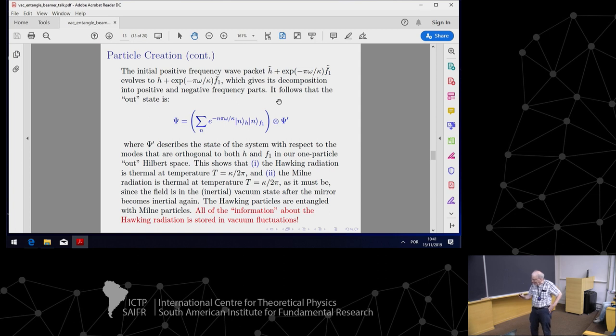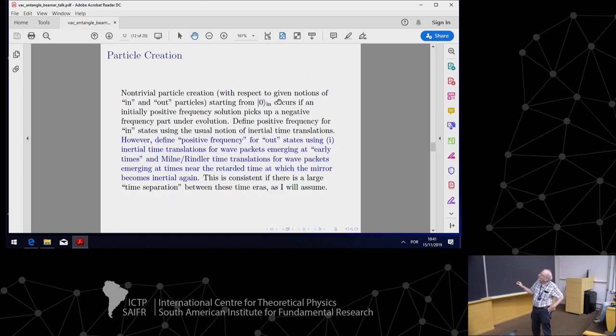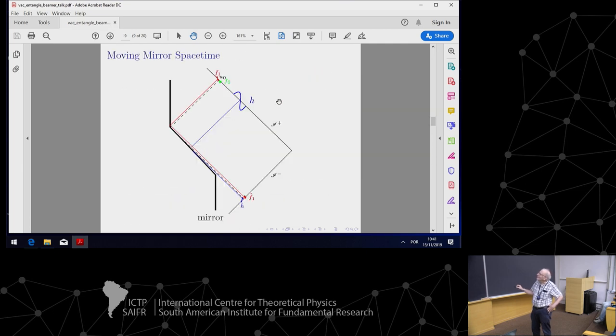calculation, and I think I'm best off going back to this picture. So you get particle creation just in general in the formalism if starting with an inertial purely positive frequency solution down here, when you propagate it forward in time and look at it up here, it picks up positive and negative, it picks up a non-trivial negative frequency part.